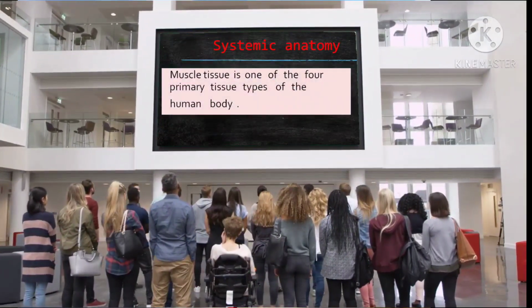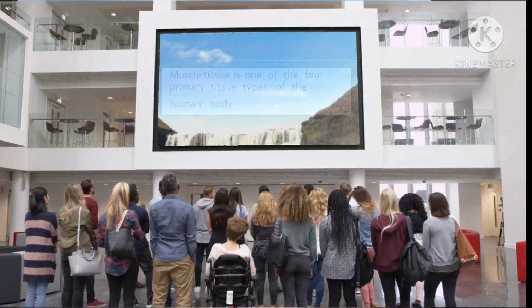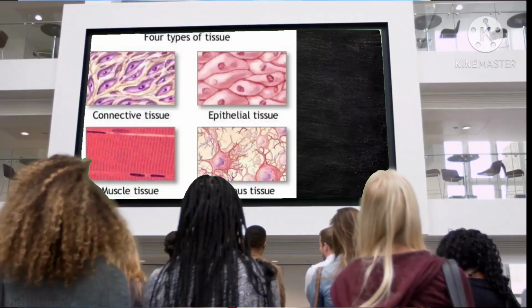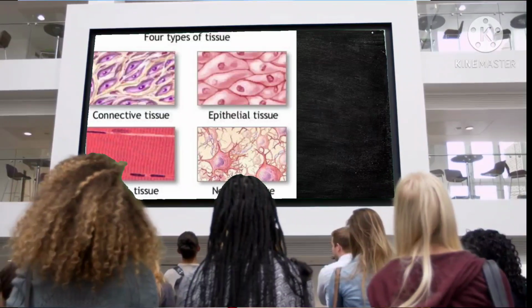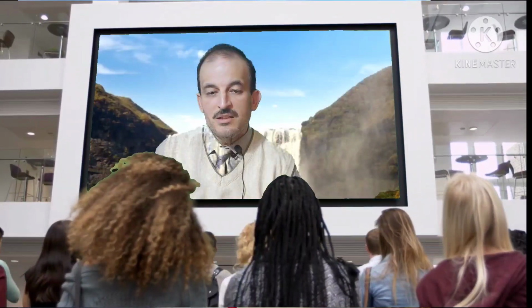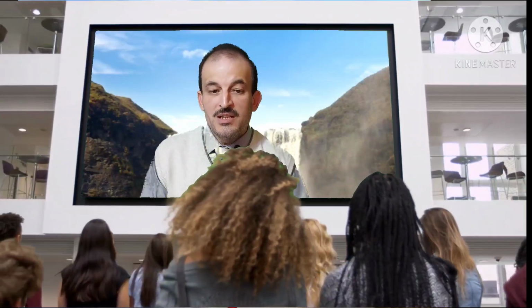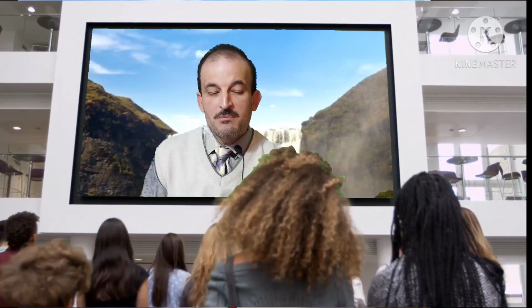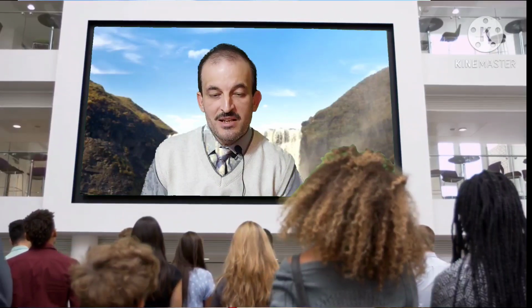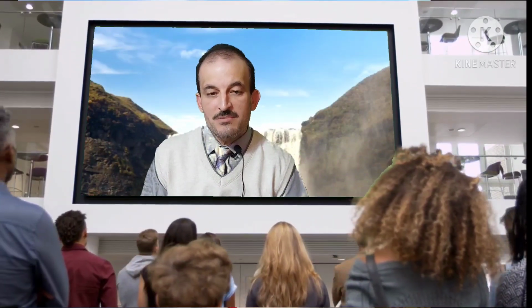anatomy. Muscle tissue will be one of the 4 primary tissue types of the human body, as you remember before: connective tissue, epithelial tissue, muscle tissue, and nervous tissue. Muscle tissue will be discussed at this part or this presentation.